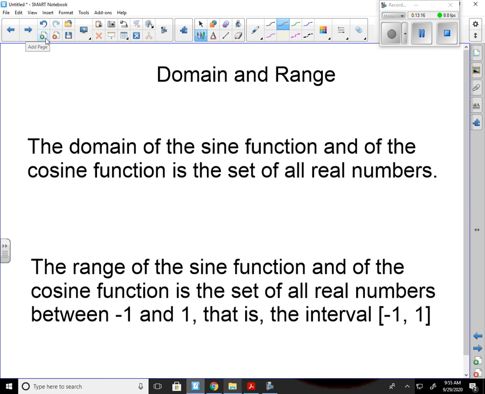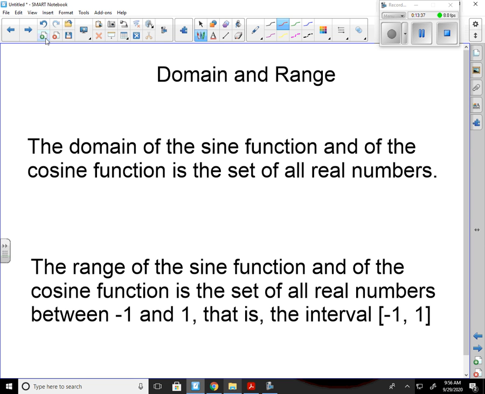Domain and range. The domain of the sine function and of the cosine function is the set of all real numbers. The range of the sine function and of the cosine function is all of the real numbers between -1 and 1.